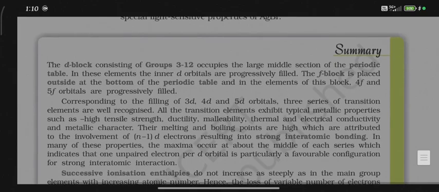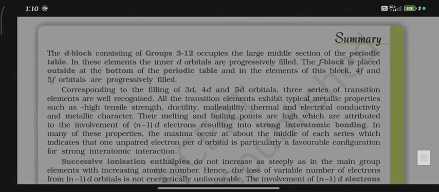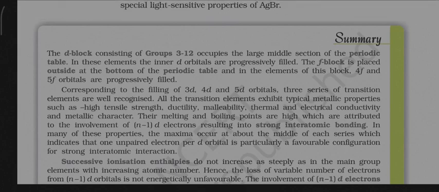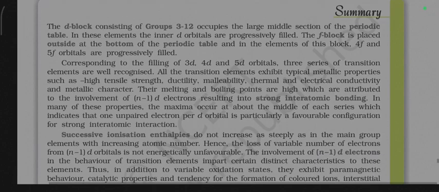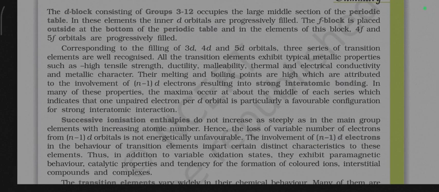Summary: the d block, consisting of groups 3 to 12, occupies the large middle section of the periodic table. In these elements, the inner d orbitals are progressively filled. The f block is placed outside at the bottom of the periodic table, and in elements of this block 4f and 5f orbitals are progressively filled, corresponding to the filling of 3d, 4d and 5d orbitals. Three series of transition elements were recognized.